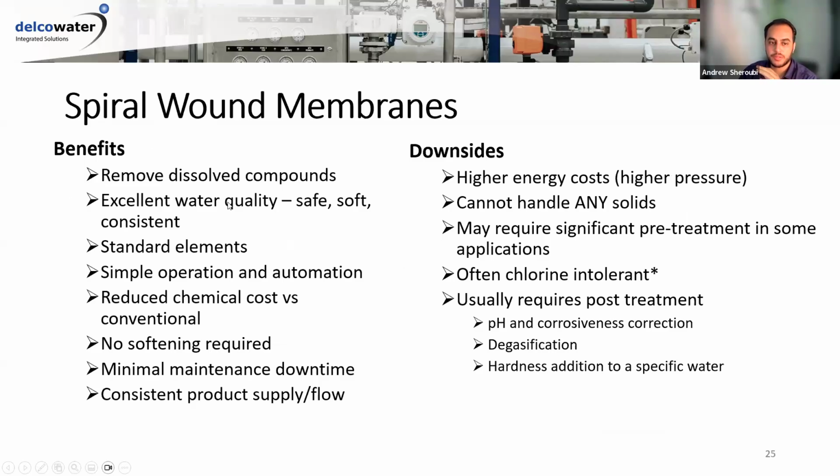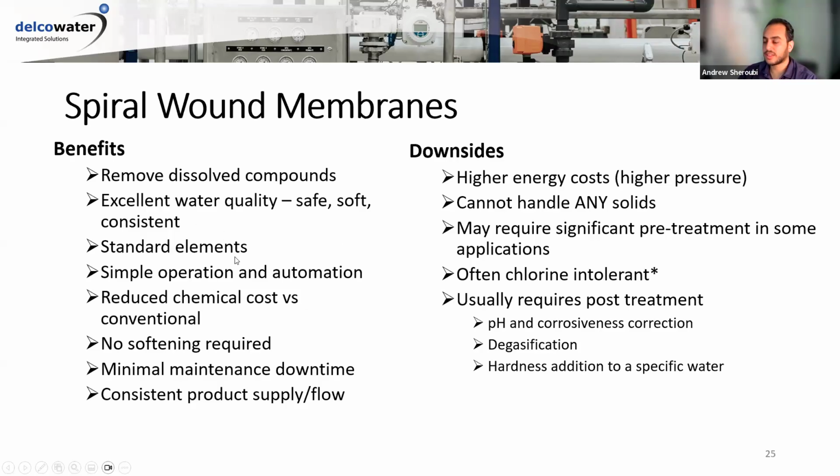The main benefit of spiral wound membranes is that they remove dissolved compounds without chemicals. Conventionally, if you have dissolved compounds and you're using conventional treatment, you need to add coagulants and flocculants, and you need to adjust the water chemistry a lot, which I know can be quite tough and requires a lot of operator skill. This one is, from a theory perspective, more straightforward and produces reliably safe water.